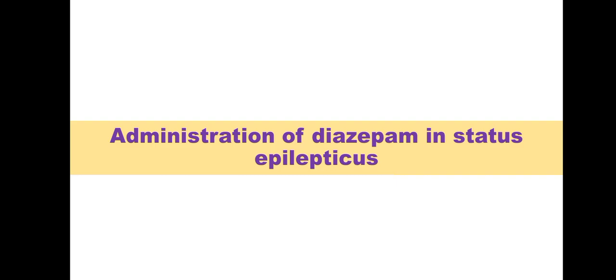Then administration of diazepam in status epilepticus. Now we all know that diazepam is a benzodiazepine and it is a drug of choice for status epilepticus. Your aim in status epilepticus is to immediately control the seizures, and that's why immediate plasma concentration of the drug is required, and that's why the preferred route is intravenous route.